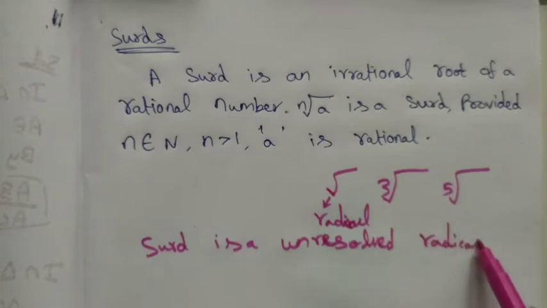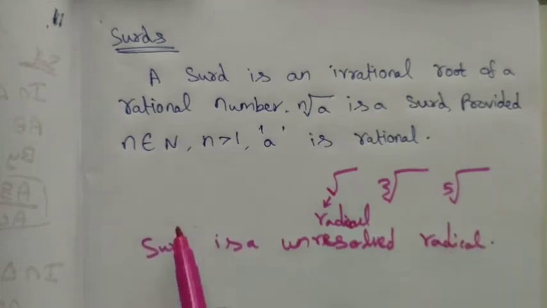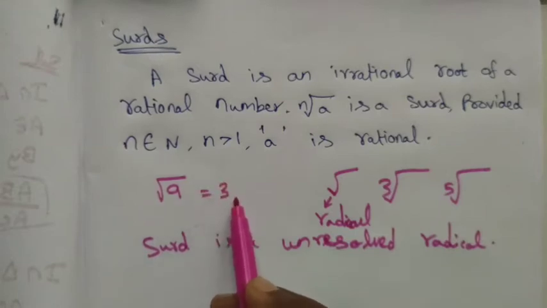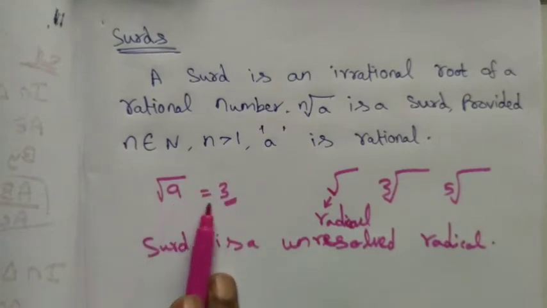For example, if it is the square root of 9, 9 is a rational number. If you take the square root of the value, we get 3. So this is not a surd.